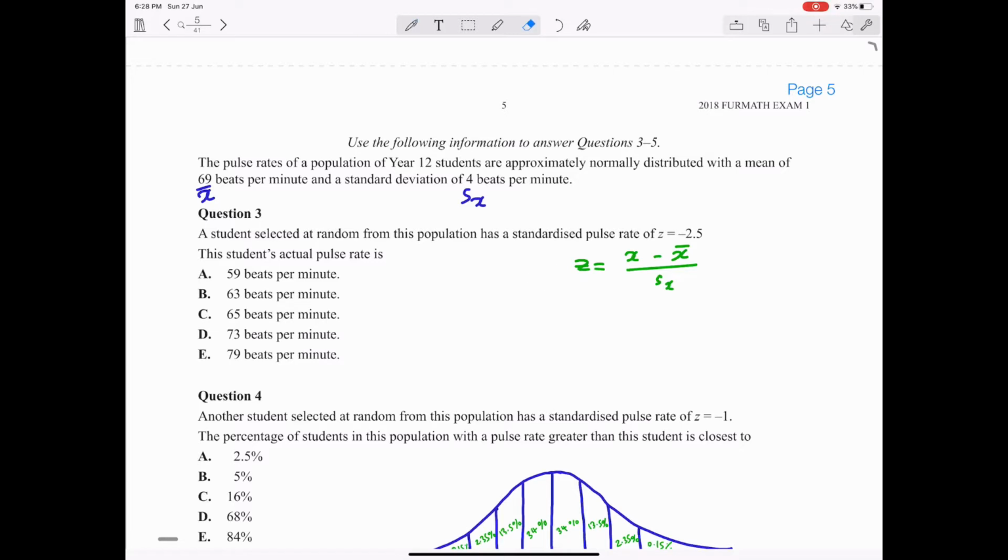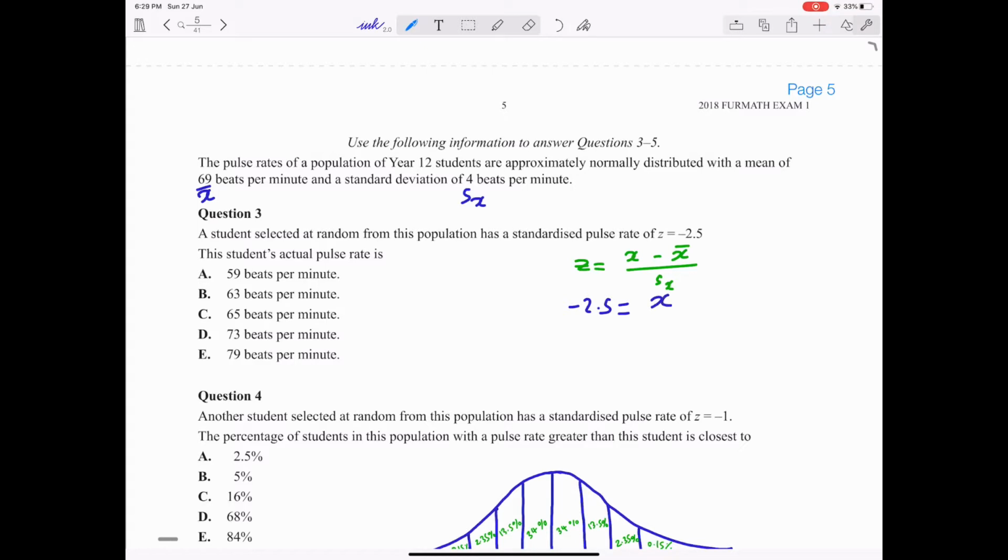So I've written the formula for finding a Z score over here. Basically this represents the actual value minus the mean, over the standard deviation. So if we sub those values in from the question, we know that the Z score is negative 2.5. So we substitute Z is equal to negative 2.5.